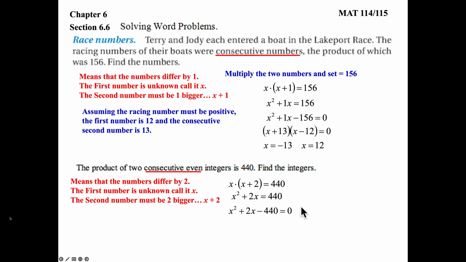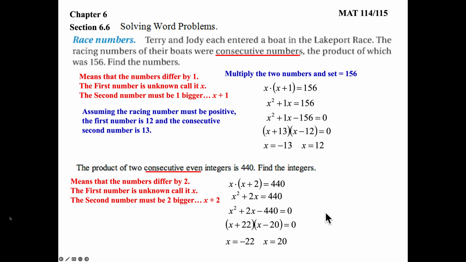Again, because 2 is rather small, take the square root of 440. I get 20.97 something, so I have to have an even number. I'm guessing 20 and probably 22. 22 carries the plus sign, 20 has the minus sign. x equals negative 22, x equals 20.